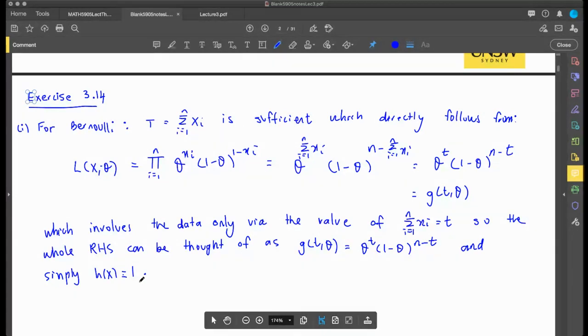We've just shown that t, which is the sum of the xi's, is sufficient for theta in the case of Bernoulli observations.